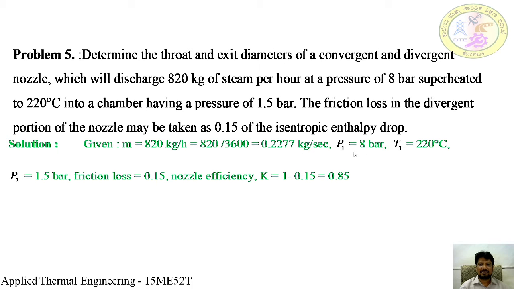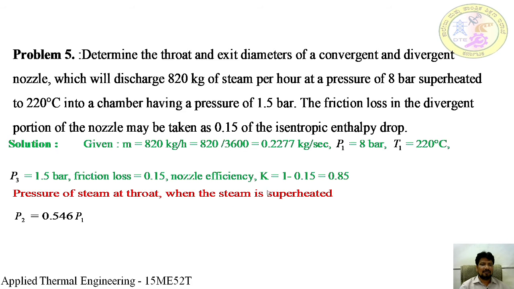Then the given initial pressure P1 is 8 bar, T1 is 220 degrees centigrade, and P3 is 1.5 bar. There is a friction loss of 0.15, or this is the nozzle efficiency. K is 1 minus 0.15, which is 0.85. That is 85% nozzle efficiency.